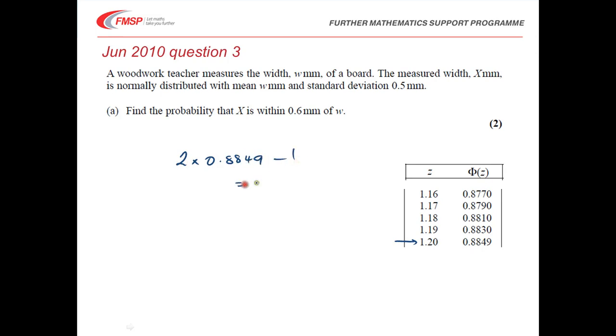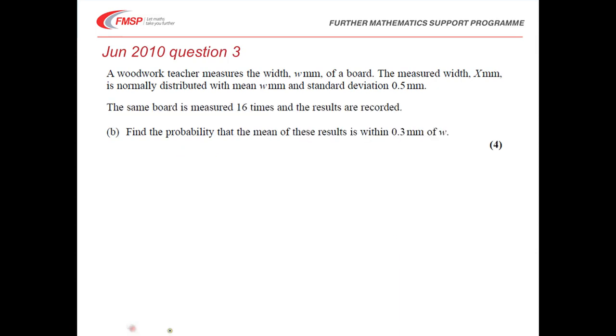Okay, which is going to give me 0.7698, and that's where we're going to get our second mark in this particular aspect. Okay, so it then says the same board is measured 16 times and the results are recorded. Find the probability that the mean of these results is within 0.3 of W. So again, we've got a similar idea here where we're going to be forming x bar minus W in magnitude must be less than 0.3.